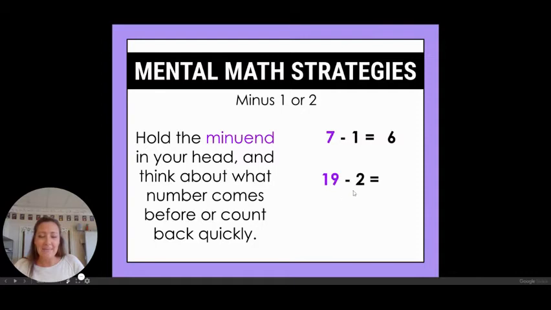So now let's do 19 minus 2. I'm going to hold 19 in my head. I think about what number comes before 19. That'd be 18, but I'm subtracting 2, so I need to go back one more. So what comes before 18? 17. So 19 minus 2 equals 17. Let's try one more with 31 minus 2. Now I'm going to hold the 31 in my head, and I'm going to think about what comes before 31. 30. What comes before 30? 29. So 31 minus 2 equals 29.